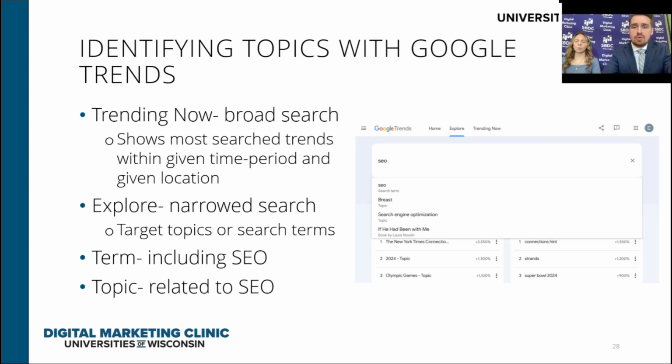When searching, it's very important to pay attention to whether you're selecting a term or a topic. A search term includes searches with a specific word or phrase in it, and a topic groups these terms to share a common concept. For example, in the SEO example I have on the slide, the term SEO would feed back results that include SEO in it. And the topic SEO would feed back trends related to the topic of SEO, such as keyword planning.